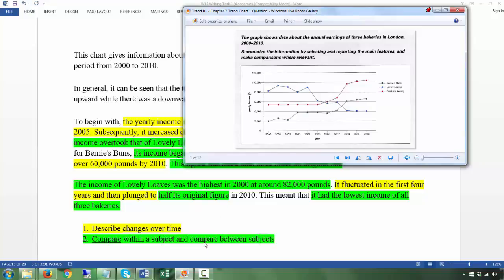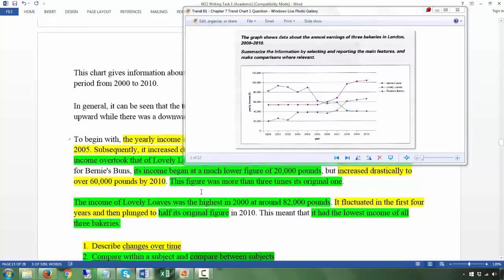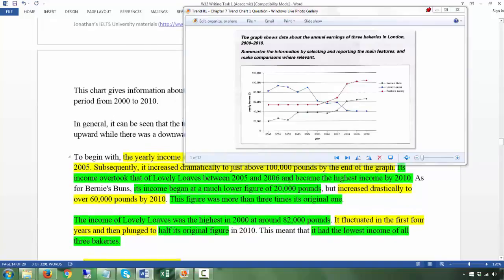Okay, this is comparing between subjects. What do I mean by comparing between subjects? I mean that by saying that the income of Robbie's Bakery overtook the income of Lovely Lowe's, that's comparing. You're saying it overtook, it became higher, right? The second thing is it says overtook and became the highest. Then it became the highest, right, by 2010. In fact, it became the highest from 2006 to 2010.